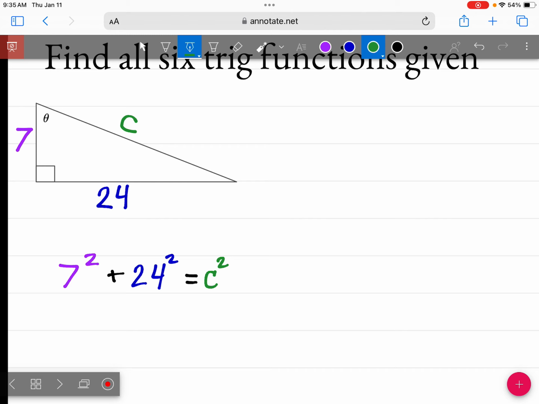And I cannot help but think of the Lego Batman movie whenever we do Pythagorean theorem. It's fantastic.